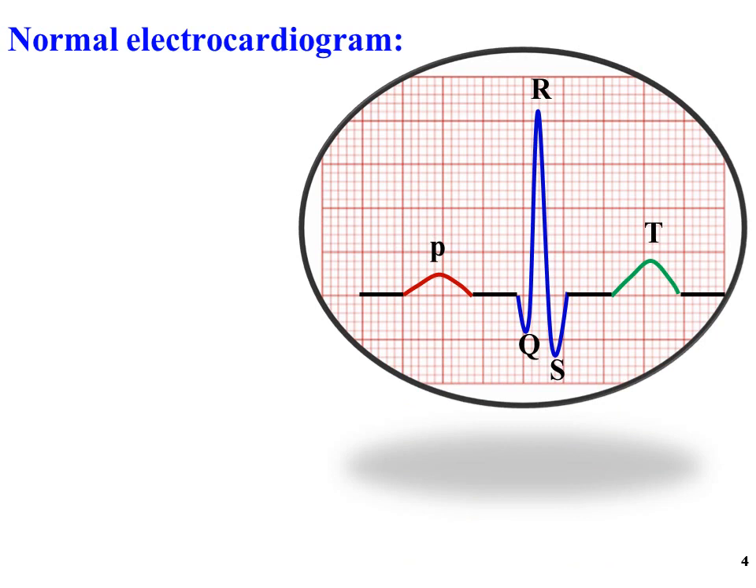How can we name the waves of an ECG? Q wave is the first negative deflection after P wave.